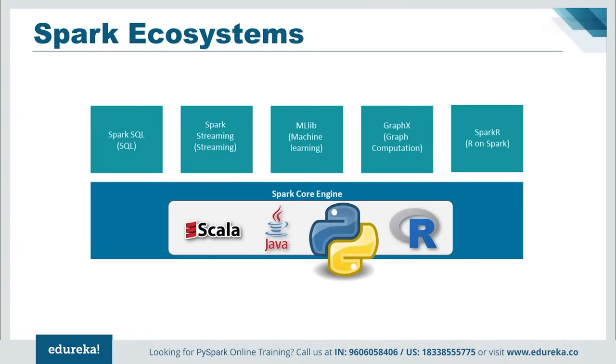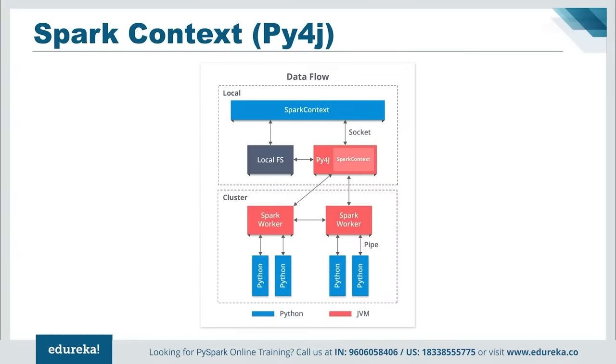Now finally, we have PySpark, the API developed to support Python as a programming language for Spark. The PySpark shell links the Python API to the Spark core and initializes the Spark context. The Spark context is the heart of any Spark application. It sets up internal services and establishes a connection to a Spark execution environment.